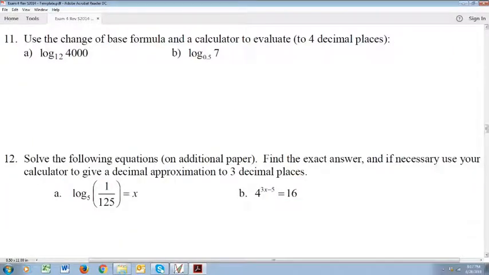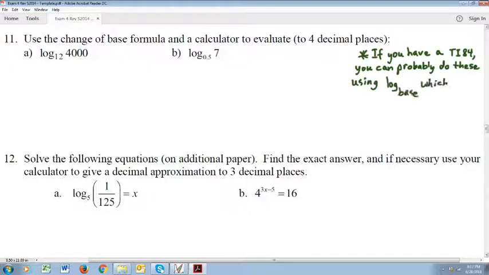It says use the change of base formula in a calculator to evaluate to 4 decimal places. Now first of all, if you have a TI-84, you don't need to worry about this unless you have one of the first ones that was made. You can look under the math menu, of the first column, and look for log base, and you can use that to evaluate these if you have that feature. Otherwise, you have to use the change of base formula. Certainly on the TI-83 you'll need to do that.